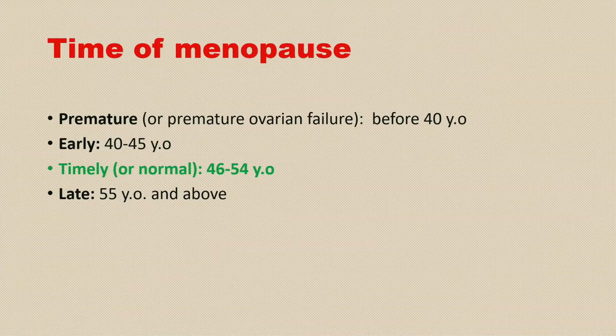Yesterday I also already mentioned that normal or timely menopause comes at the age of 45 to 54. After 55 is considered late menopause, 40 to 45 is early, and before 40 is premature menopause, related to premature ovarian insufficiency, premature ovarian failure.